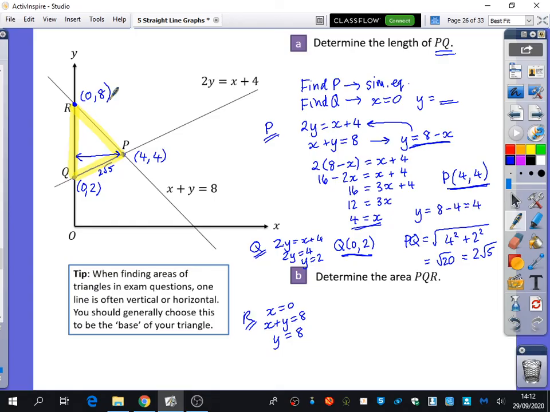And so the distance between Q and R is 6. We don't need to do any of the squaring or anything because we can just see 0, 8 and 0, 2. The distance is 6 between them, and we said this distance here was 4. So QR was 6. And so the area of PQR is a half times the base times the height, which is 12 units squared.